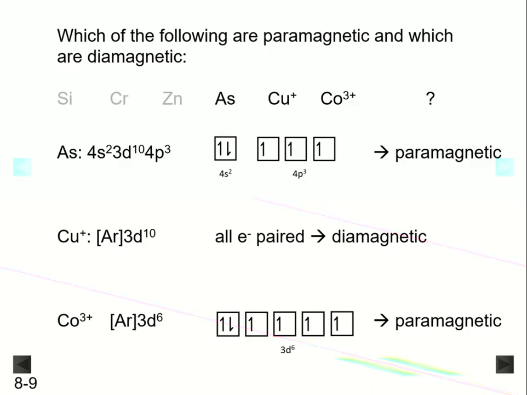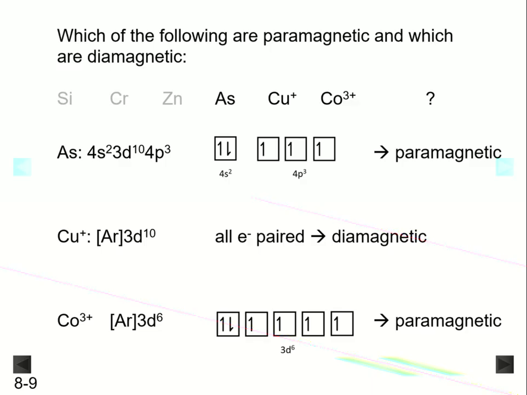Cobalt 3 has an argon 3d6 electron configuration. So we remove the 4s2 and then one of the 3d electrons to give us the d6 valence configuration. And as we see from the orbital diagram, we have 4 unpaired electrons. Therefore, cobalt 3 is paramagnetic.